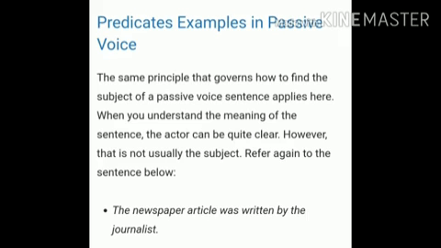Predicate examples in passive voice. The same principle that governs how to find the subject of a passive voice sentence applies here. When you understand the meaning of the sentence, the actor can be quite clear. However, that is not usually the subject. Refer again to the sentence below. The newspaper article was written by the journalist.